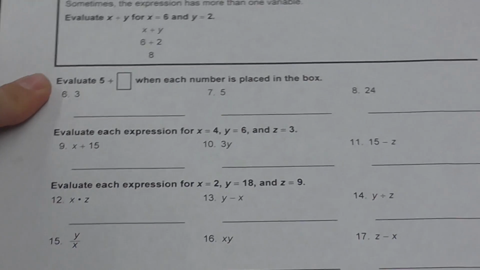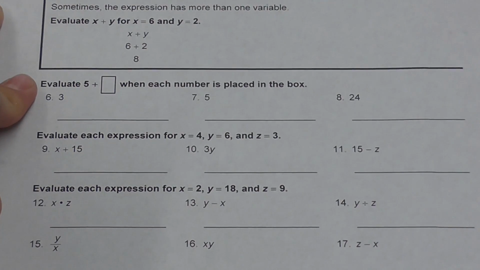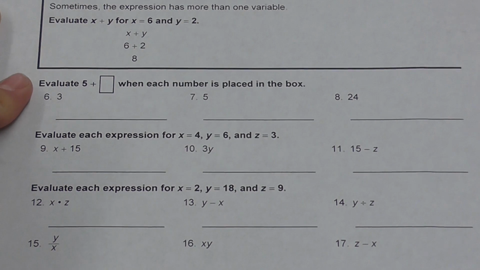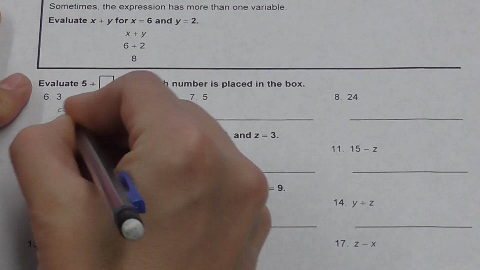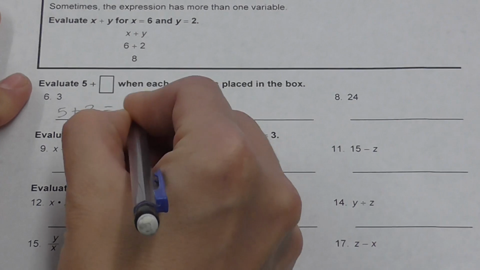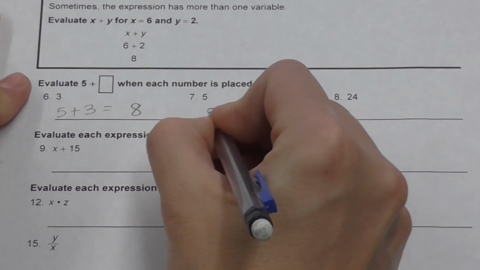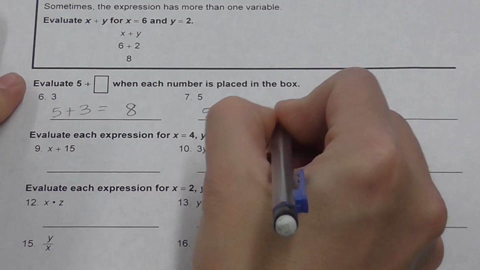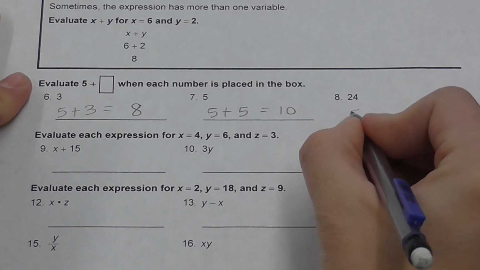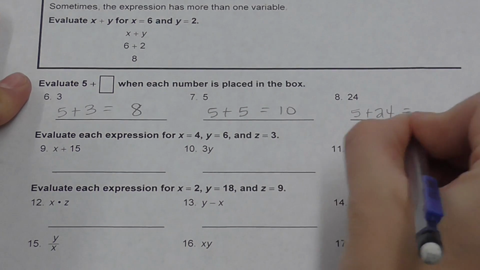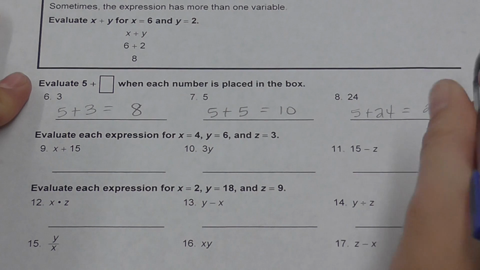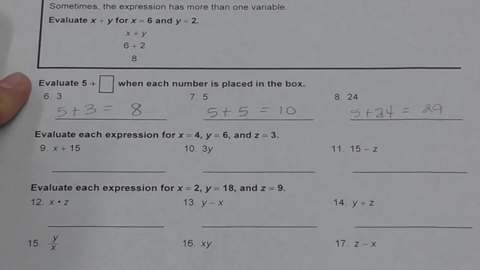So evaluate 5 plus the box, the big open box, when each number is placed in the box. So this one's just going to be 5 plus 3, and that equals 8. This one's going to be 5 plus 5, that just equals 10. And this one's going to be 5 plus 24, and that's just going to equal 29. Notice the 5 plus didn't change at any point.